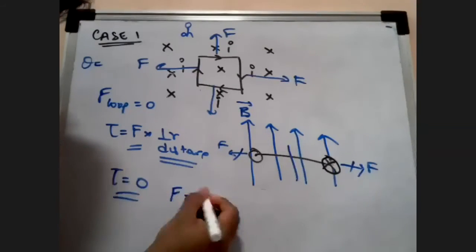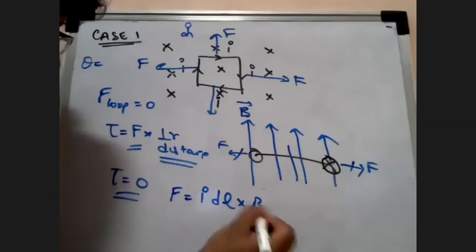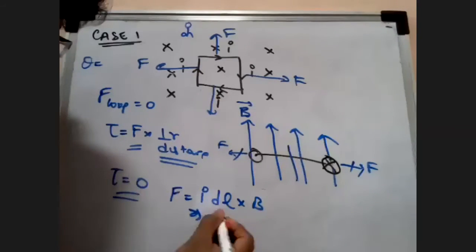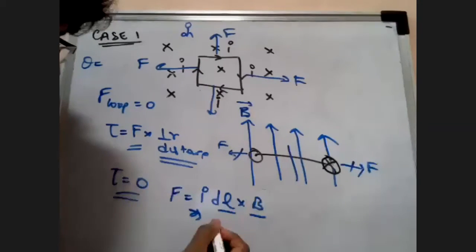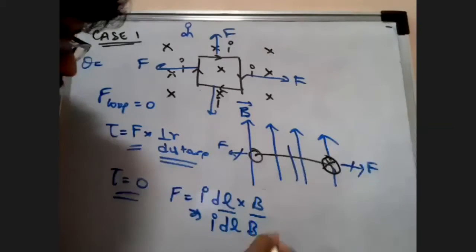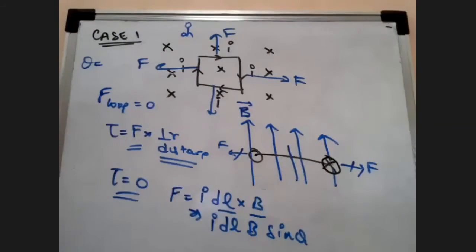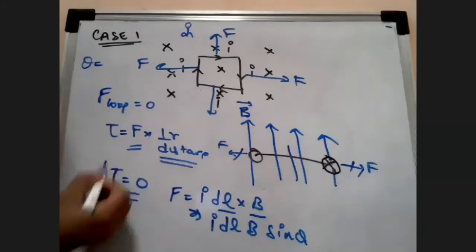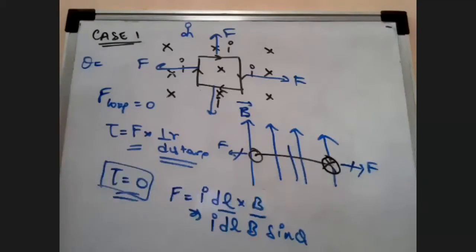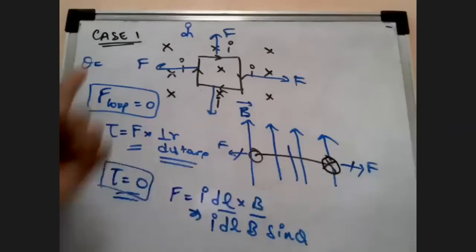Force is equal to what? I dl cross B. So dl and B, I dl B sine theta. Right. So sine 90 is what? Sine 90 is going to be 1. So you understand, you get the fact. The torque is also going to be equal to 0. Force is also going to be 0. But this is case number 1.